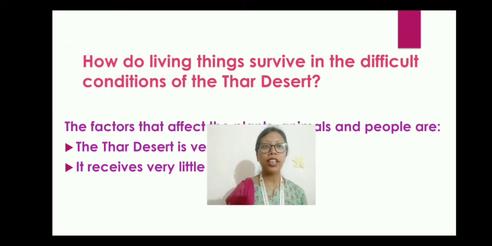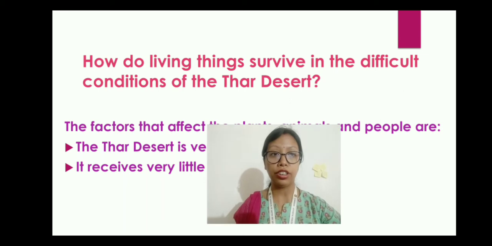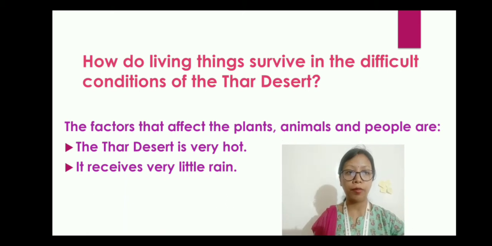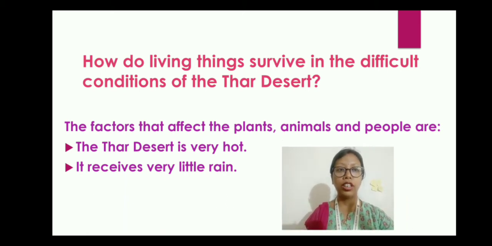How do living things survive in difficult conditions? There are two factors that affect the plants, animals and people in the Thar Desert. Number one, the Thar Desert is very, very hot. And the second, it receives little rain.